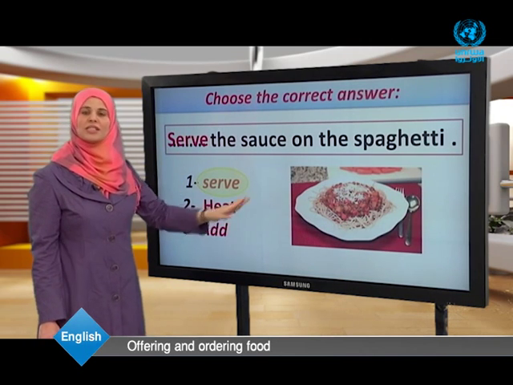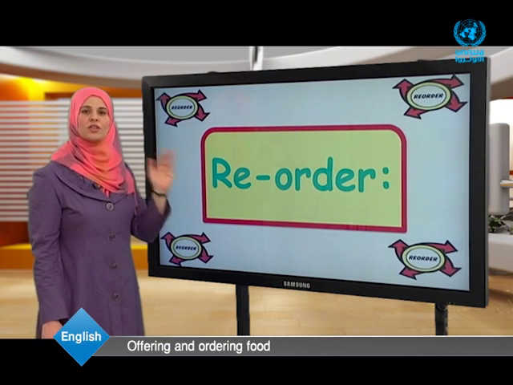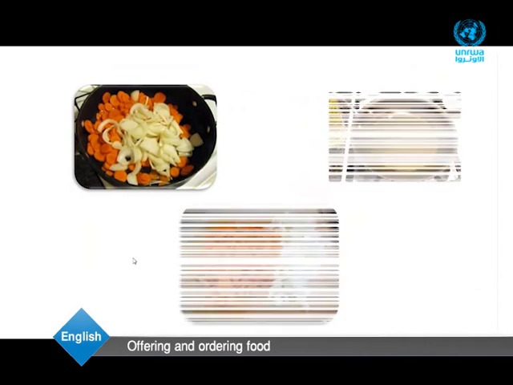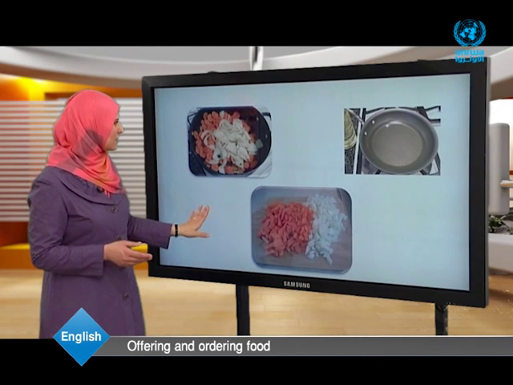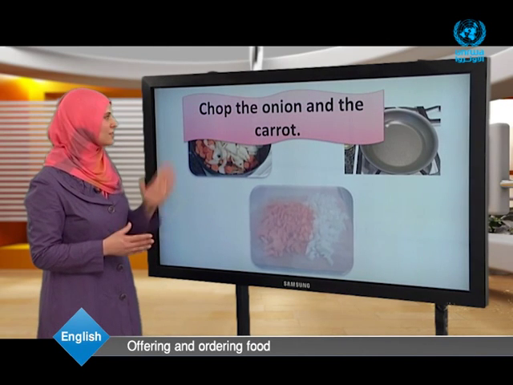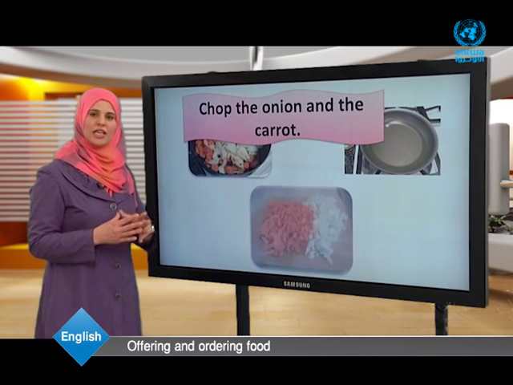Now, dear students, let's have another activity, which is reorder. Here we have 3 pictures and you are going to reorder them in order to make spaghetti. Let's begin. What is our first one? Chop the onion and the carrot.